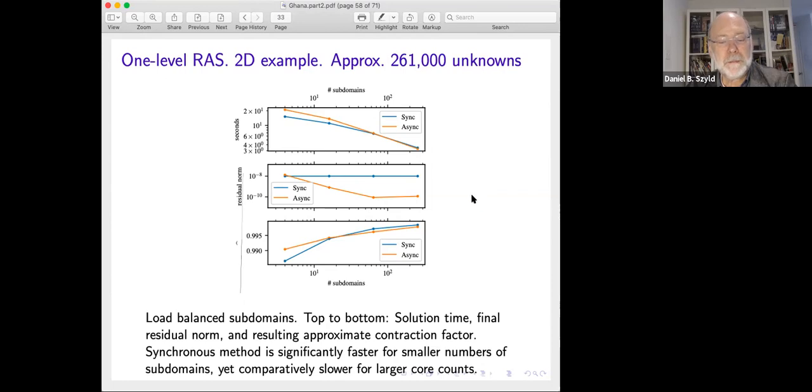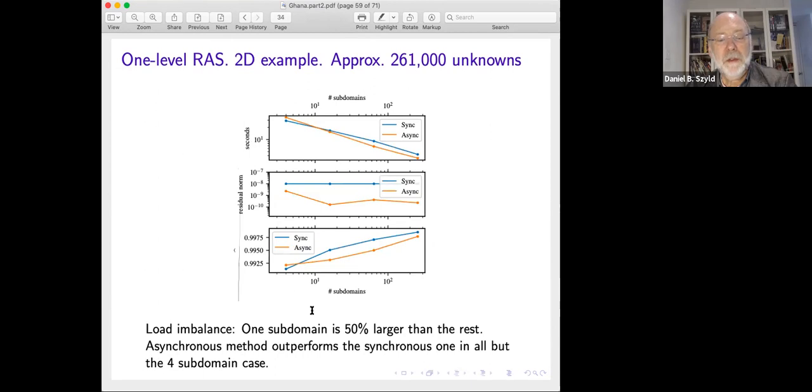Okay. Now, for the same example, if you take one subdomain 50% less than the rest, this is to simulate a slower processor or a situation in which you need your subdomain to keep it together. Then the asynchronous method is faster and the corresponding convergence factor is better. Okay, this is a two-dimensional example.